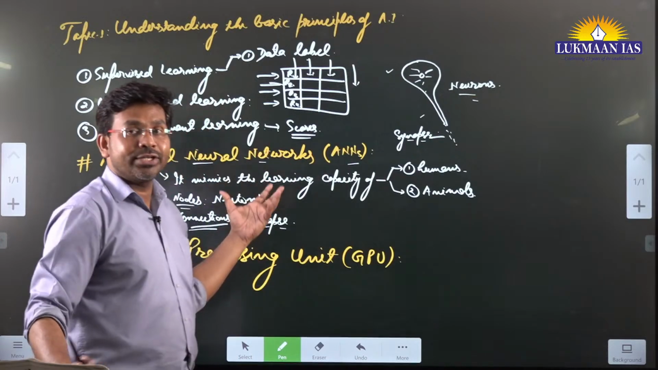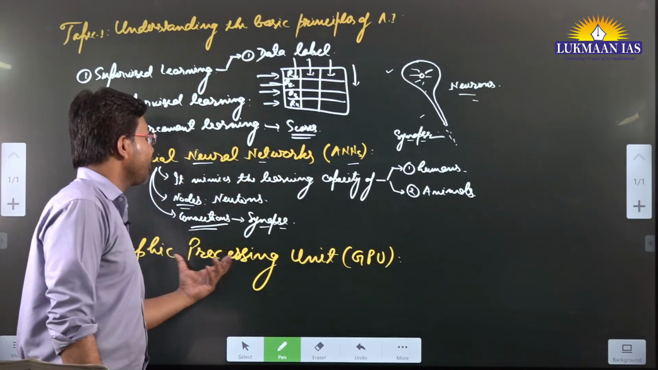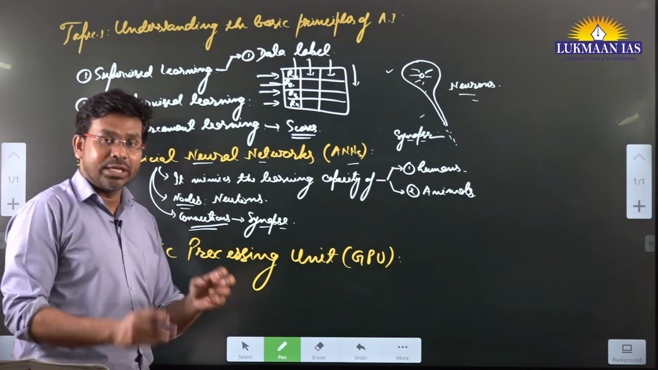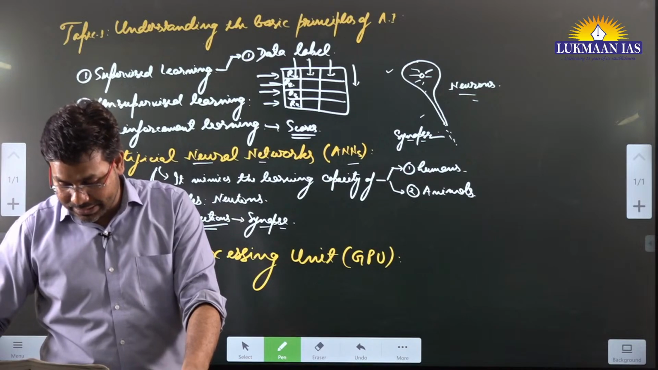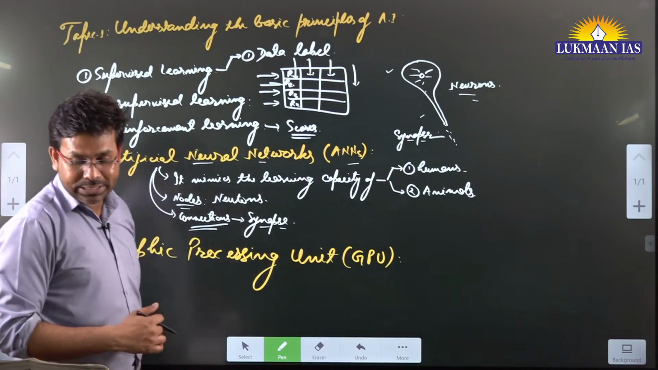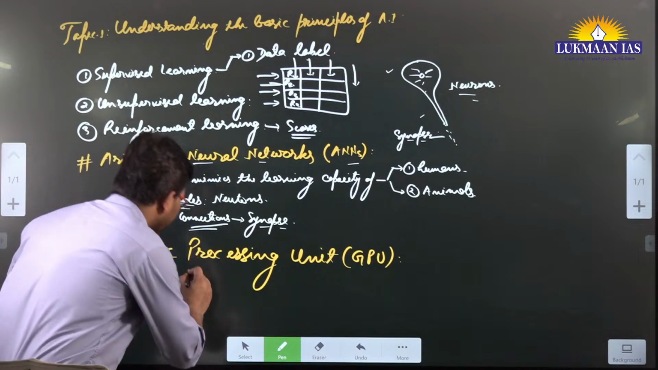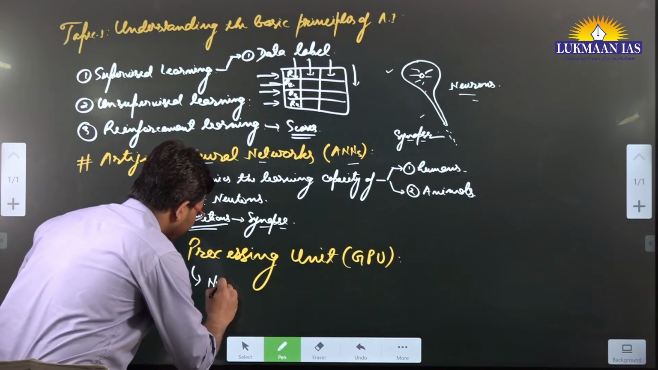In the case of an artificial intelligence system, we have the graphic processing unit. The graphic processing unit is the central part, it is the brain of the artificial intelligence system. And there is a company known as NVIDIA.